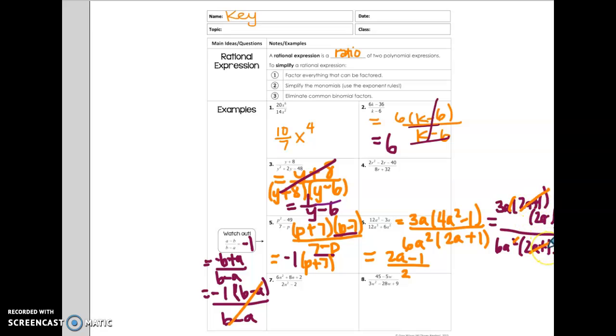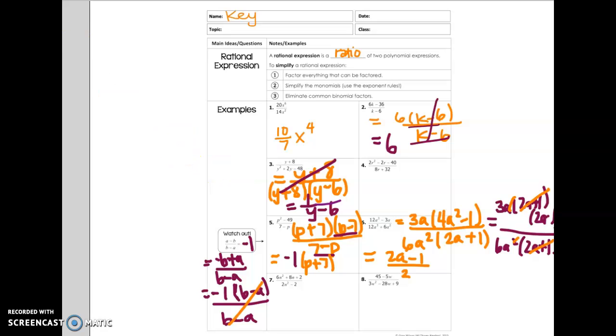I'm going to cancel those both out. And then I should be able to cancel a with a squared. And then here I should also be able to have 1 and then over 2 for 3 over 6. So that leaves me with 2a minus 1 all over 2.